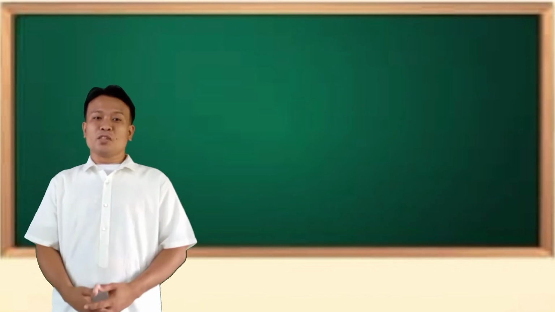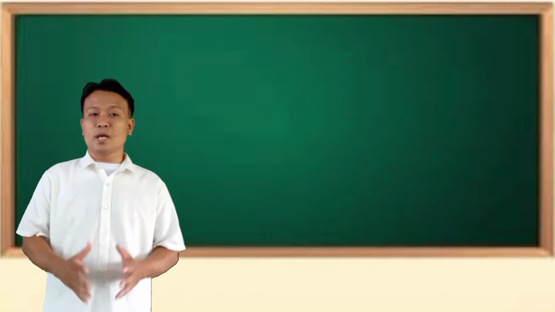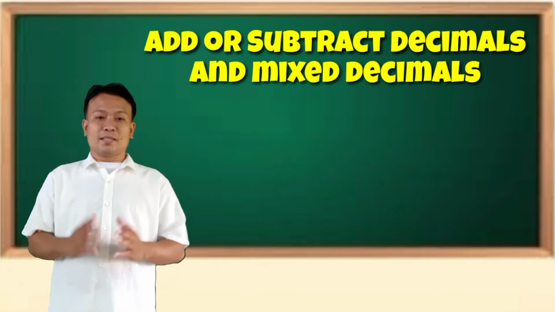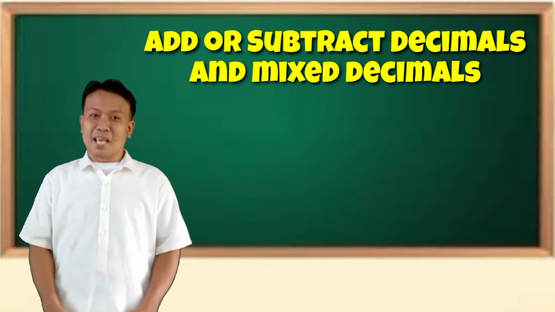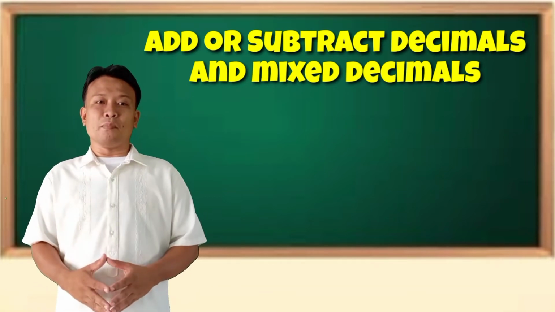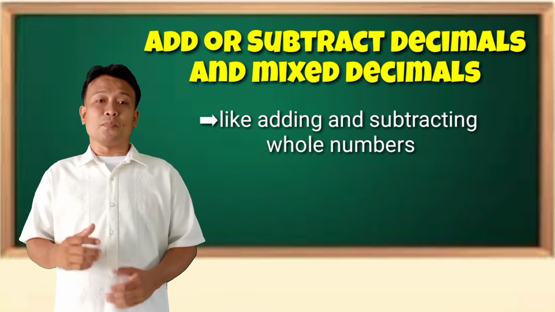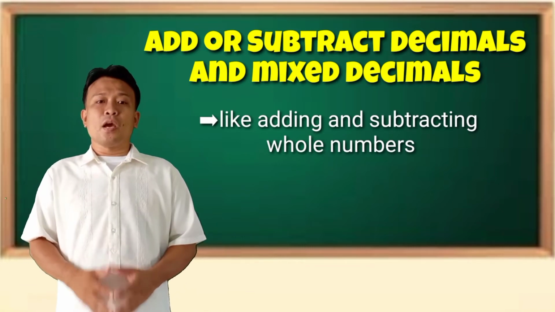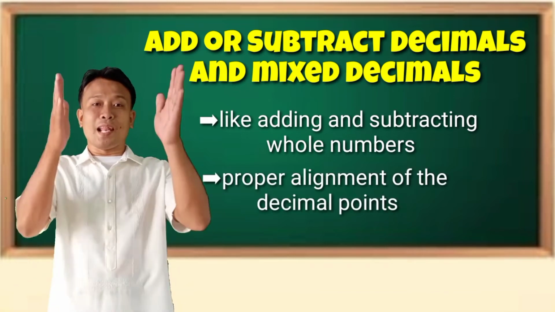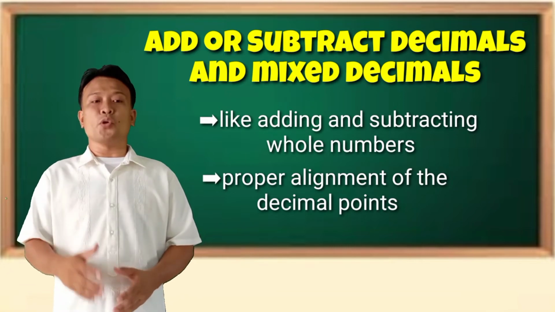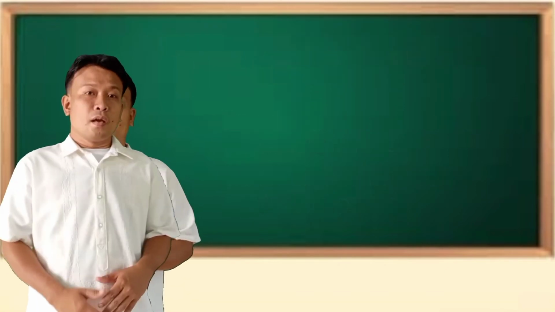We are now heading towards the achievement of our goal today, and that is to add or subtract decimals and mixed decimals. In adding or subtracting decimal numbers, it is like adding and subtracting whole numbers. The only difference is that you have to observe the proper alignment of the decimal points according to the given place value before you can perform the process.